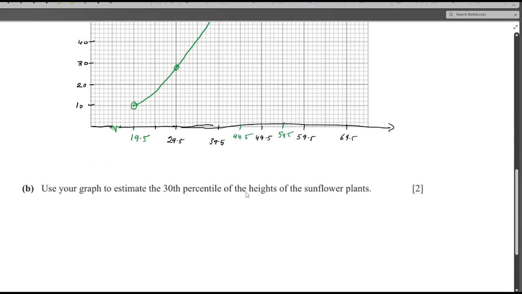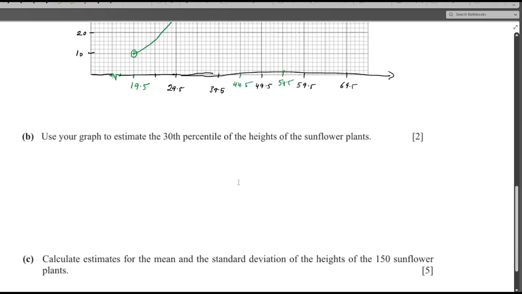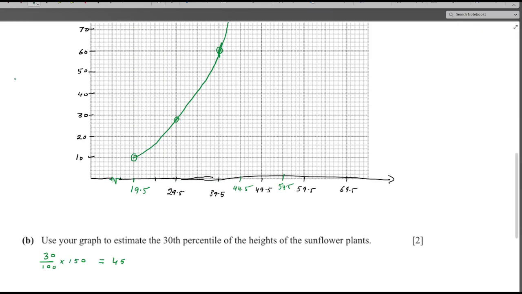Use your graph to estimate the 30th percentile of the height. Now for the 30th percentile, in terms of percentage, 30 divided by 100 times your total frequency, which is 150. This is 0.3 times 150, which is 45. So on the frequency axis we see where 45 is: 40, 42, 44, 45. Somewhere here is 45.